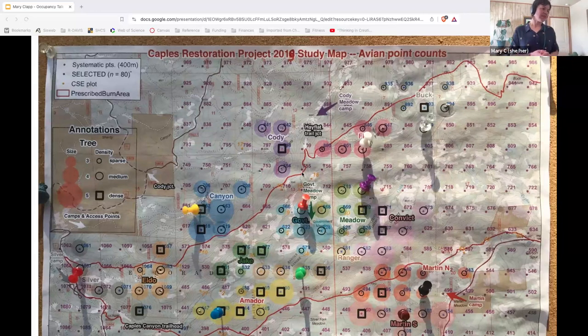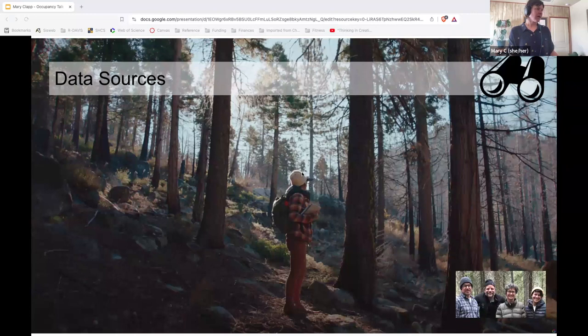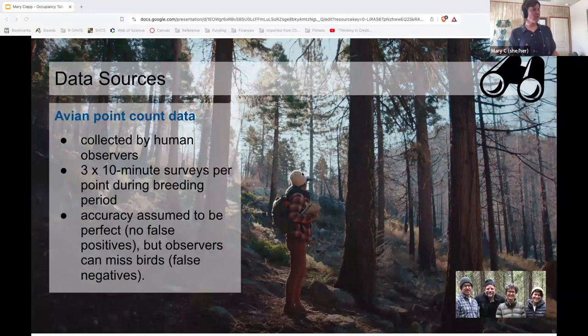map of the study area, which we referred to as the game board, where we strategized exactly where we would go every morning and where the acoustic recorders would go every morning. And so we collected data on the birds in two different ways. One source was via avian point count data.